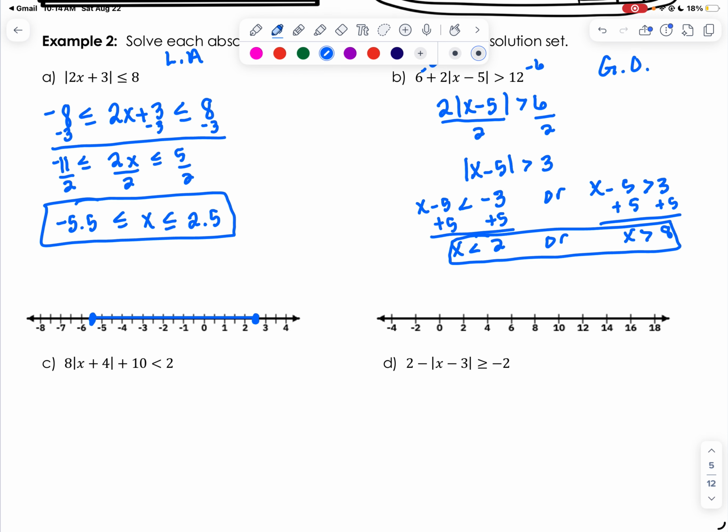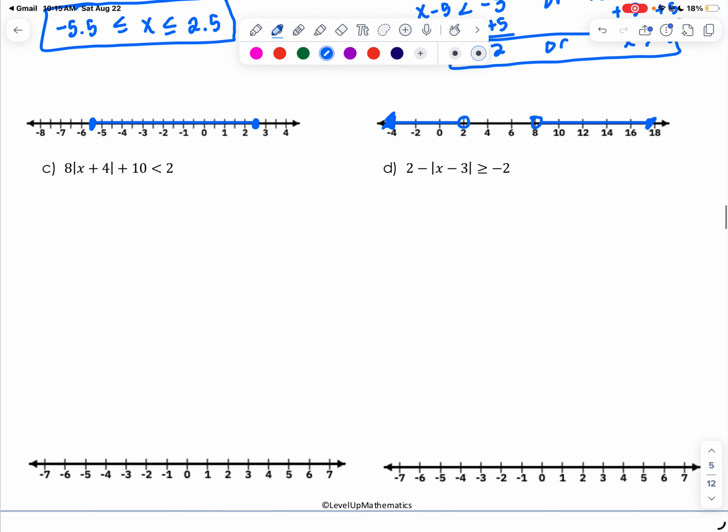My graphical solution is I would put an open circle at 2 and shade less than. Then put an open circle at 8 and shade right. So notice an OR inequality is going to look like the oars on a rowboat. Or, oars, okay?